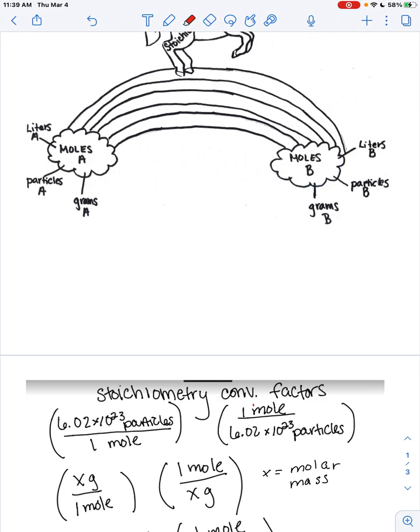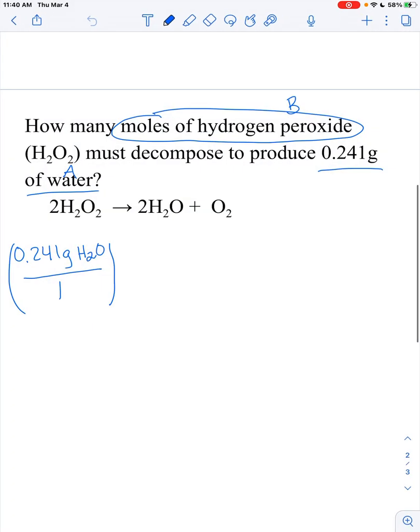This time we're going from grams of A to moles of B. So grams of A will be our first factor. Moles of A will be our second. Moles of B will be our third. So we only need 3 factors for this one. Next, we do the units. So we take grams of H2O from the top of the first factor and write it to the bottom of the next one.